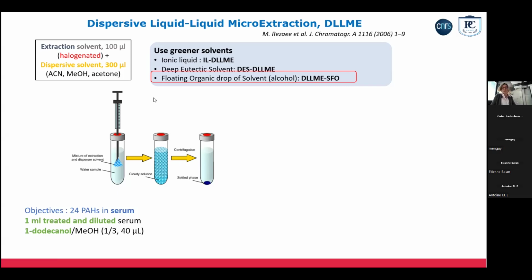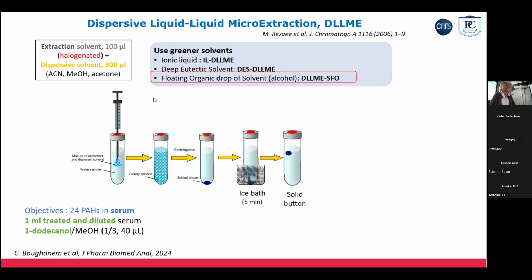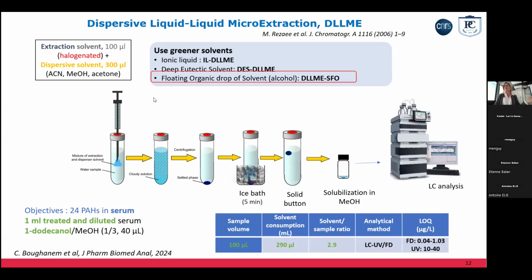And using this method, we were able to obtain a quite easy to manage method, because by using 1-dodecanol, after putting your sample, your microdroplets, in an ice bath, you will obtain a solid organic solvent. And then it is very easy to recover this solid organic solvent. You just have to put it in methanol, and then you can analyze your extract. So it's a very easy way to analyze a very small volume of sample. And as you can see, we don't use such a huge amount of organic solvent to make this extraction.